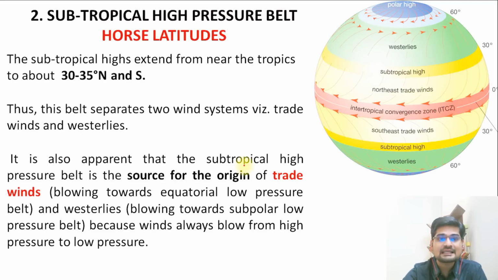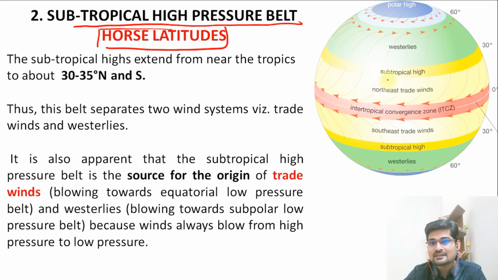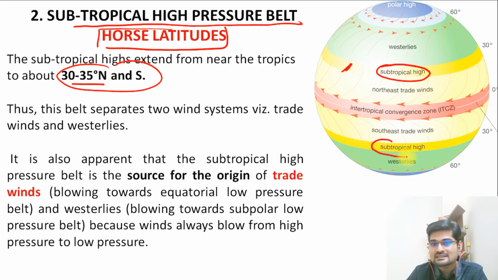Now let's look at the second belt that we know as the subtropical high pressure belt, right? It is also sometimes referred to as the horse latitudes. This particular zone is about 30 to 35 degree north and south of the equator. So this is the subtropical high. Now, why is it a high pressure zone? That is the first question.